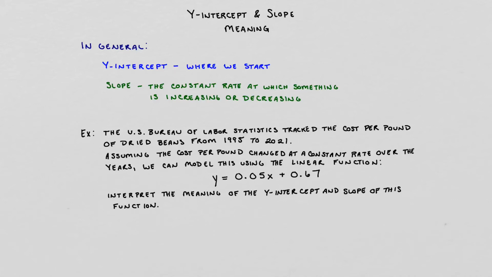For the example that we're going to look at, the U.S. Bureau of Labor Statistics tracked the cost per pound of dried beans from 1995 to 2021. Assuming the cost per pound changed at a constant rate over the years, we can model this using the linear function y is equal to 5/100 times x plus 67/100. Interpret the meaning of the y-intercept and slope of this function.